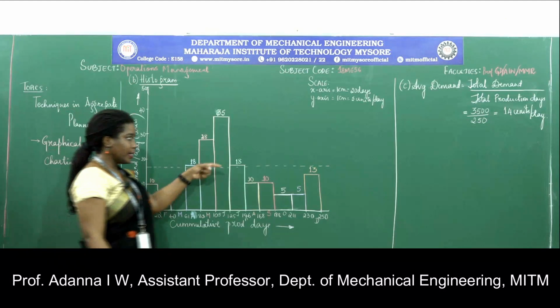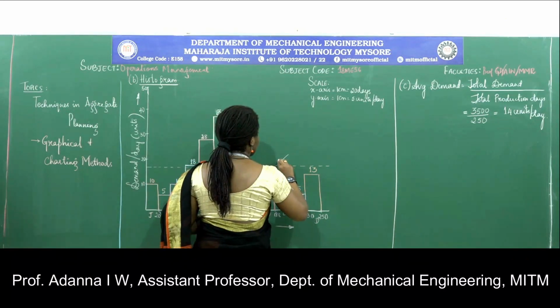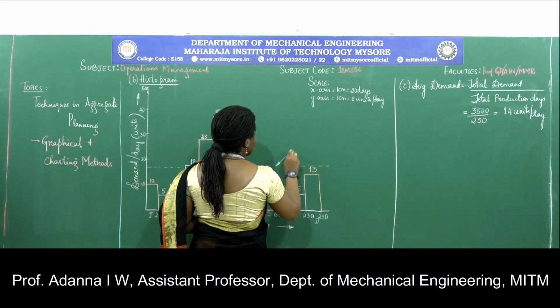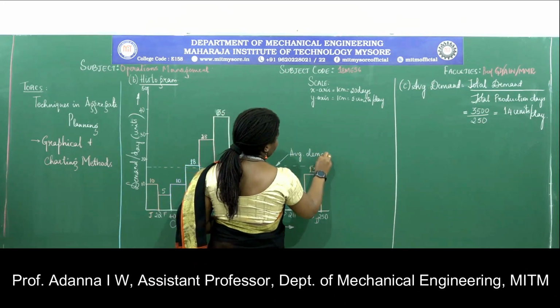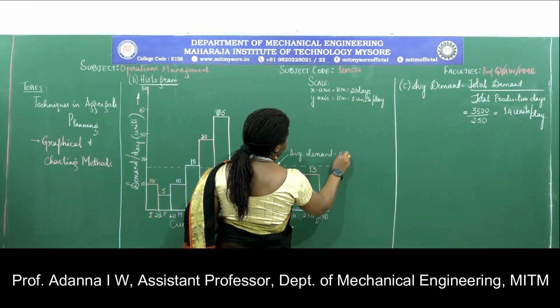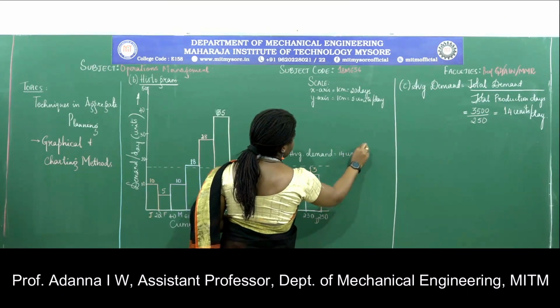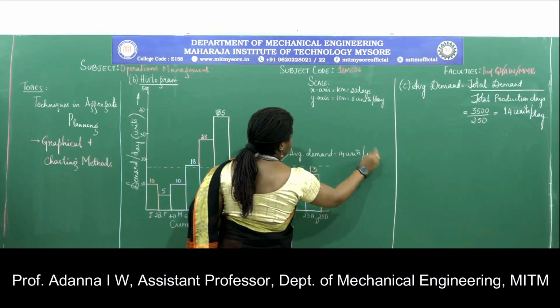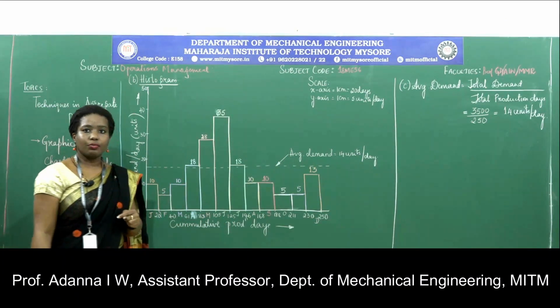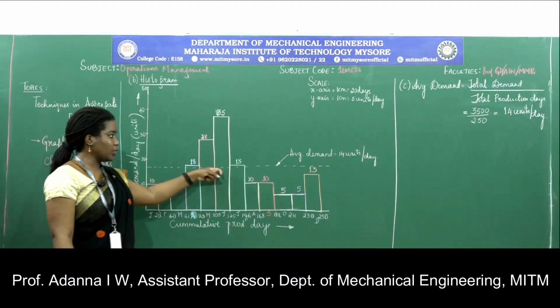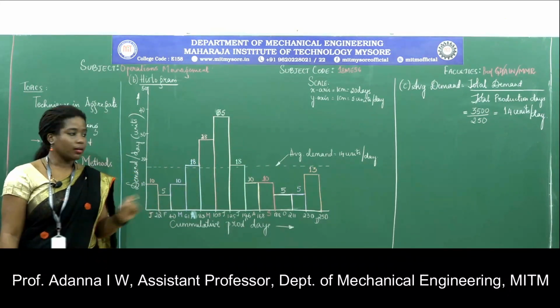Plot this as a dotted line on the graph. This line indicates the average demand of almost 14 units per day. So we have plotted the histogram, we have found the average demand, which is 14 units per day, and we have plotted that as a dotted line on the histogram.